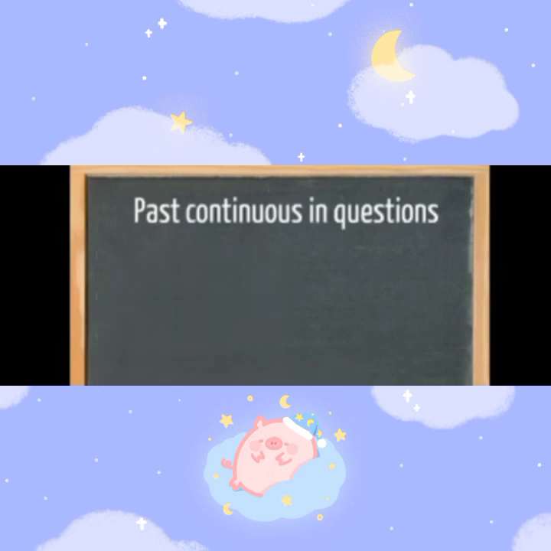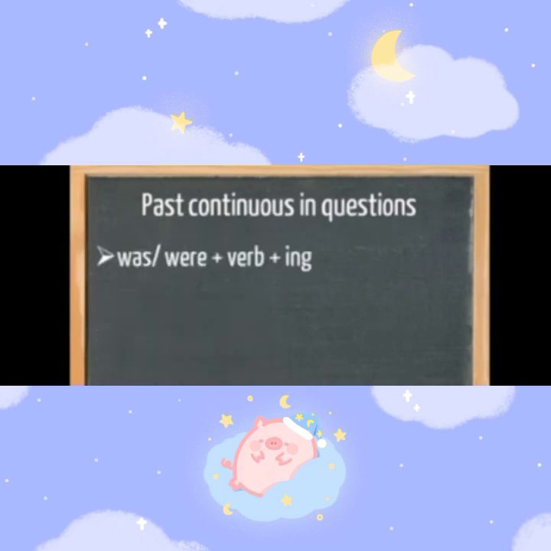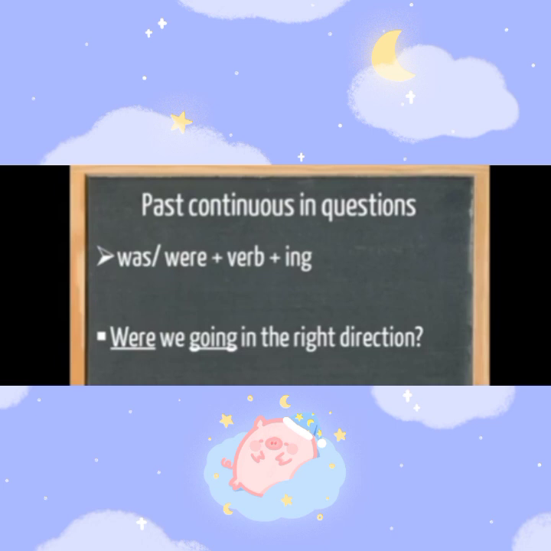Let's have a look at the past continuous in questions. Again, we use the past simple form of the verb to be, was or were, the base form of the verb and -ing. Was I getting close? Were you running late? Was he taking a bus? Was she playing tennis? Was it snowing? And for the plural forms, we do the same. Were we going in the right direction? Were you arriving by ferry? Were they eating their lunch?